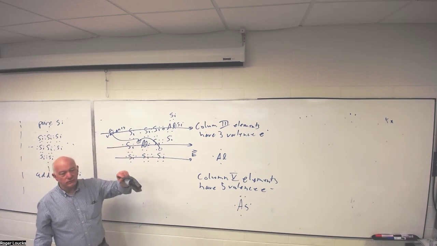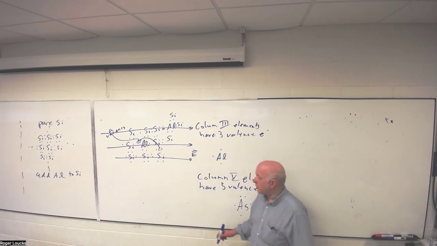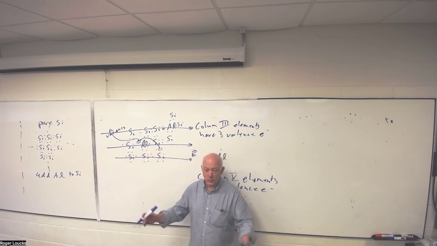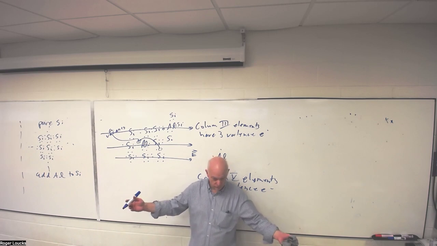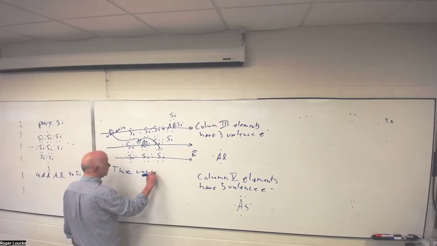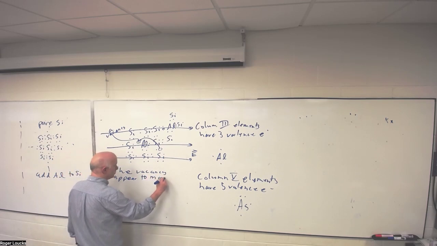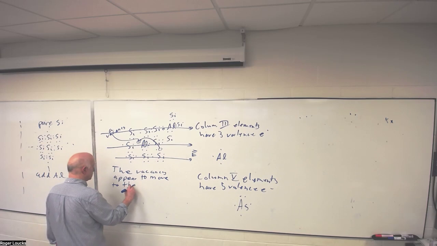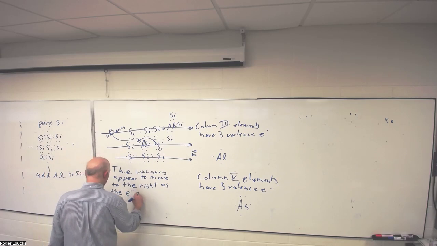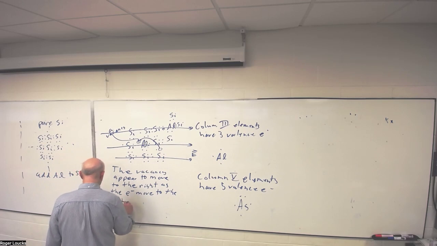Okay, so the absence of negative charge is going to appear positive. So the positive vacancies are moving this way. These vacancies are called holes. Okay, so these vacancies, the holes, appear to move to the right as the electrons move to the left of the vacancies.